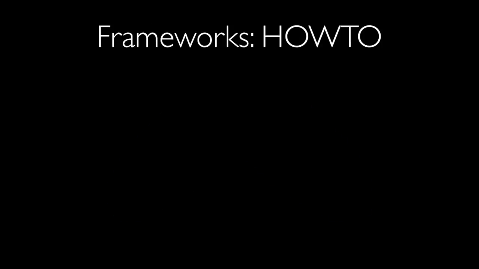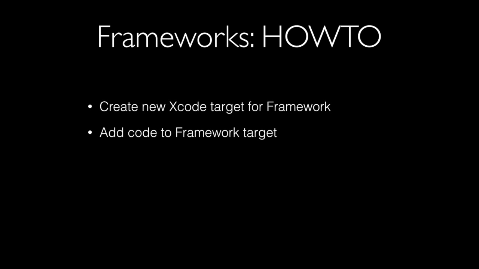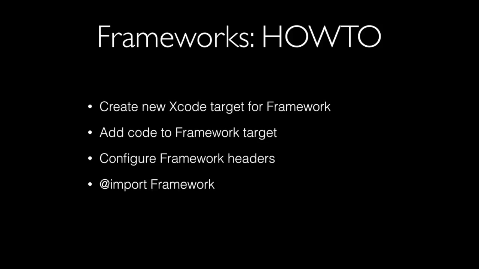And it dynamically links. So we're going to add a framework to that sample app, the color mood. But first, I'm going to start by just talking about the steps that I'm about to take. First thing I'm going to do is create a new target in Xcode for my framework. Then I'm going to add the code that should be in the framework to the framework target. Then I'm going to configure my framework headers, which I'll show you what that means. Then I'm going to import my framework into both the app and the extension that are using it. And then I'm going to do this thing with this flag, which I'll show you in a minute. Don't worry about it. Trust me. All right.